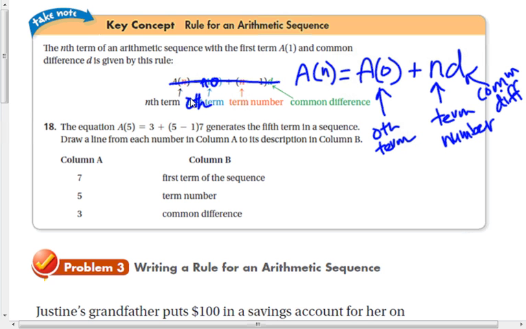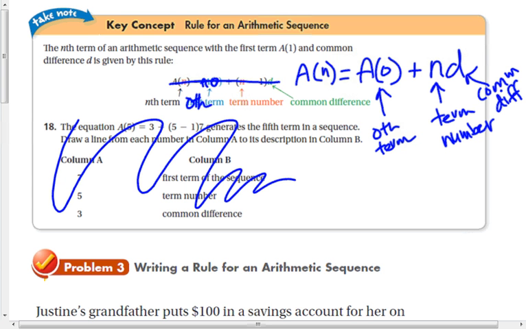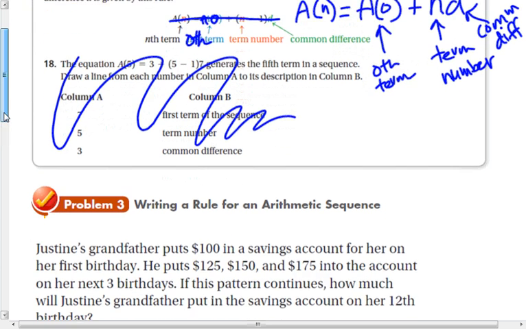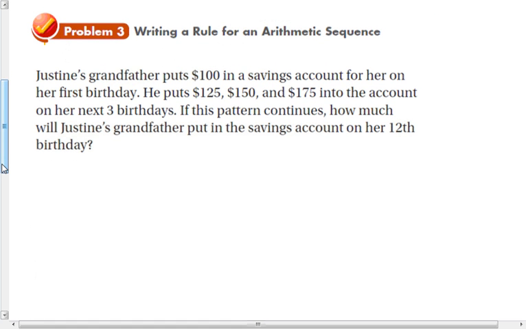So I'm just going to skip this one. I won't even bother with that. And we'll get right down to writing a rule using that.